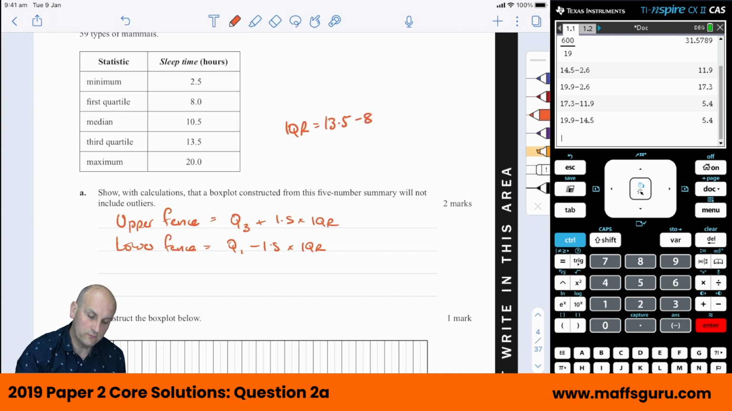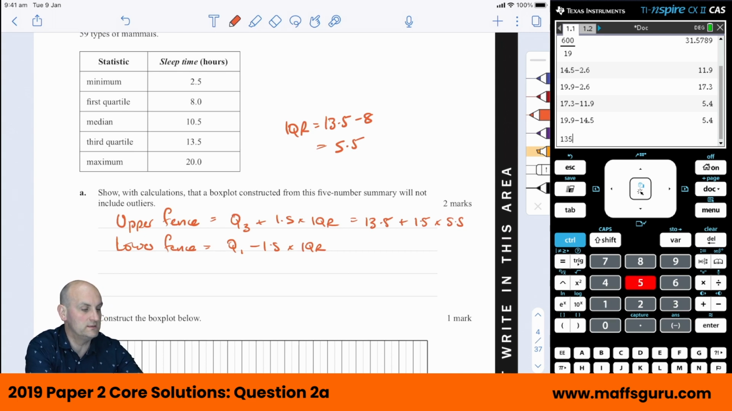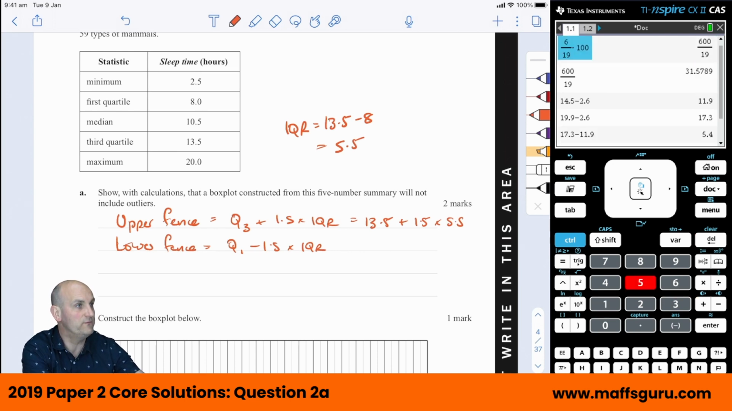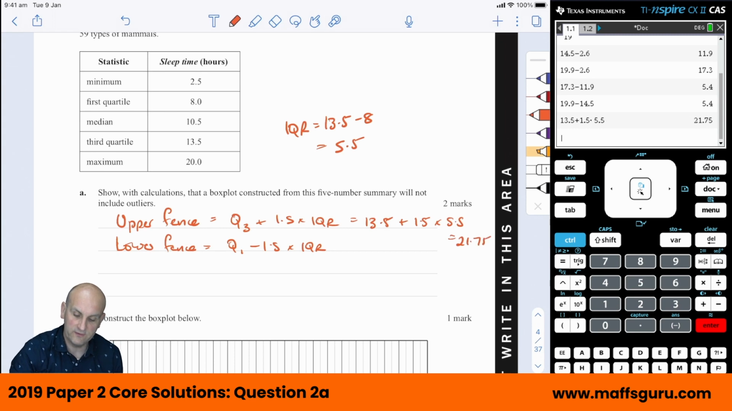IQR is going to be my third quartile, 13.5, minus my first quartile of 8. That's going to be 5.5. So let's do this here. Q3 is 13.5 plus 1.5 times 5.5. So let's do that on my calculator. 13.5 plus 1.5 times 5.5, which gives me 21.75.